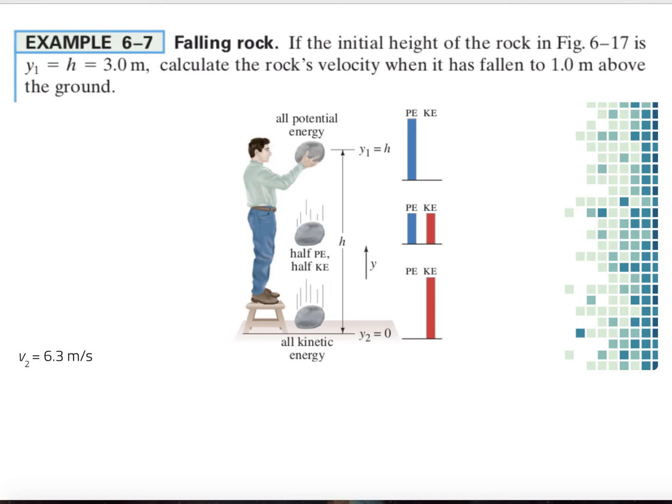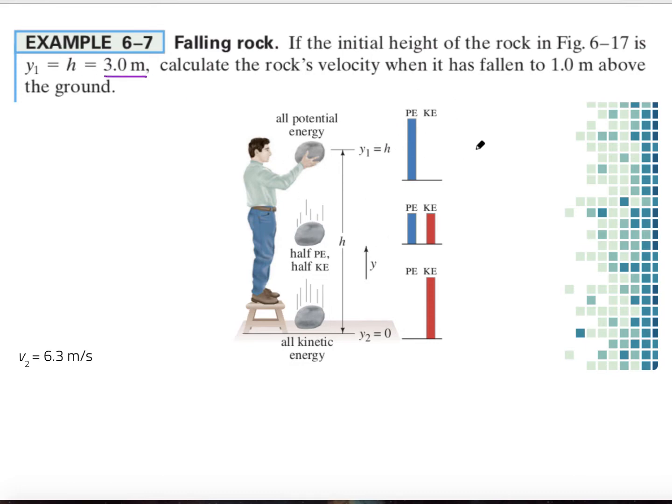Hello, these are the conservation of energy example problems from Unit 3 for AP Physics 1. So we begin with the falling rock problem here, where at the beginning I am holding a rock above the ground. And as far as its energy is concerned, it is completely potential energy. And that is at some height that is given to be 3 meters.